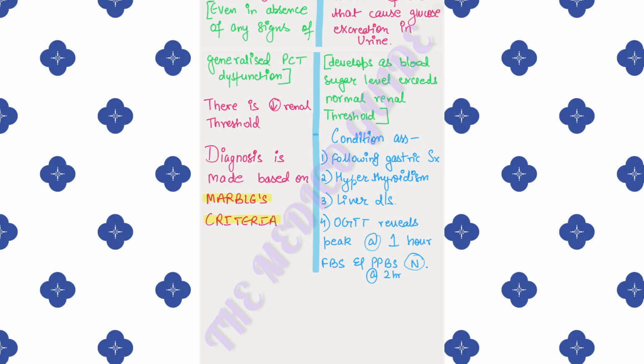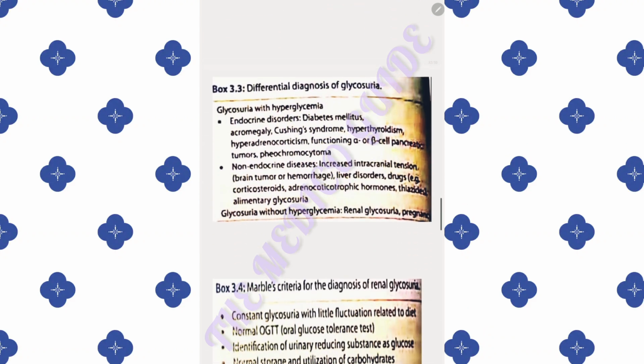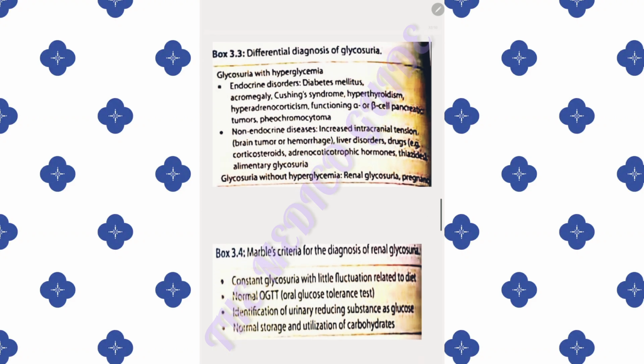Talking about elementary glycosuria, the conditions associated are following gastric surgery, hyperthyroidism, and liver disease. The oral glucose tolerance test reveals a peak at 1 hour, and the postprandial blood sugars are normal at 2 hours. Now, what is the differential diagnosis of glycosuria, my dear students?